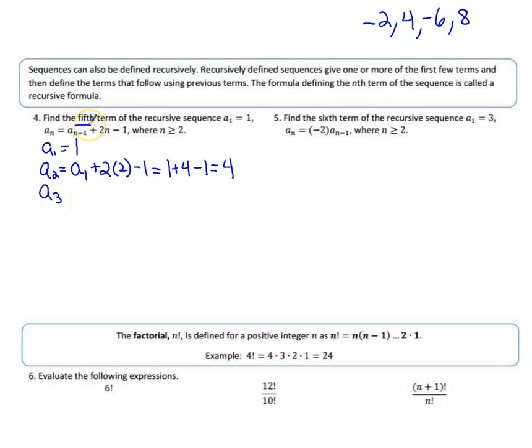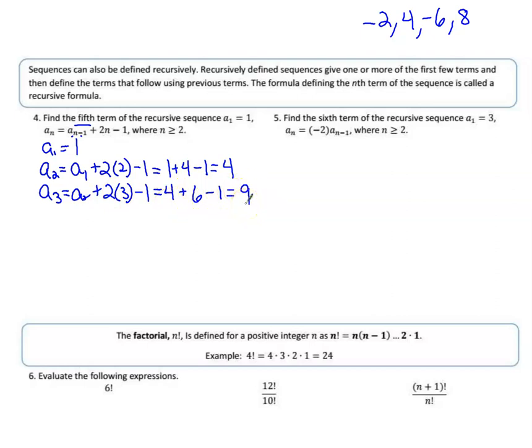our goal is to get to the fifth term, and we have to work our way all the way up to it. So to get the third term, we have to take the second term plus 2 times 3 minus 1. The n was 3. And so the second term, we go back and look at what a sub 2 was, which was 4, plus 2 times 3 is 6 minus 1. That's 10 minus 1. That's 9.